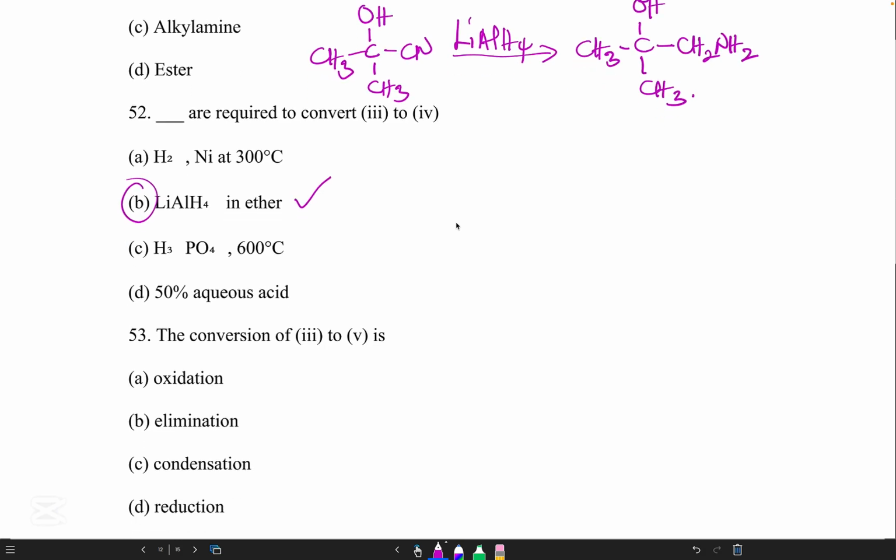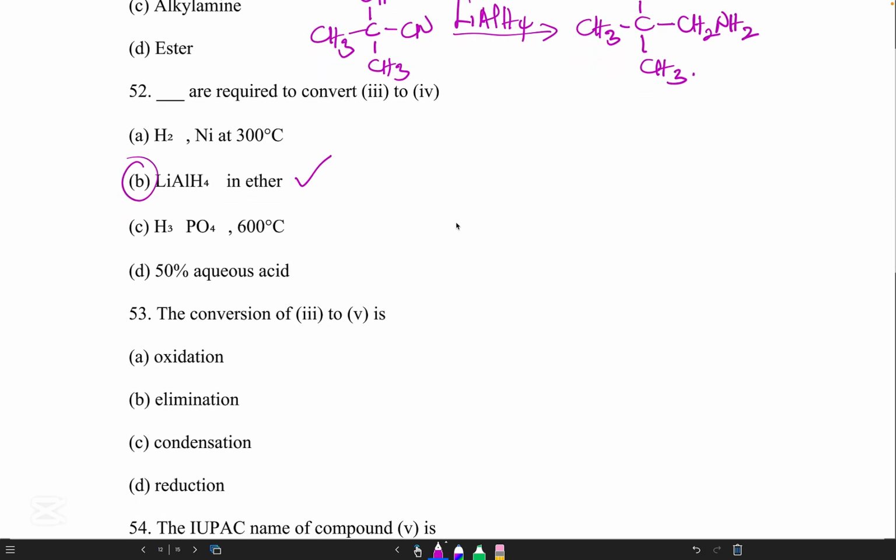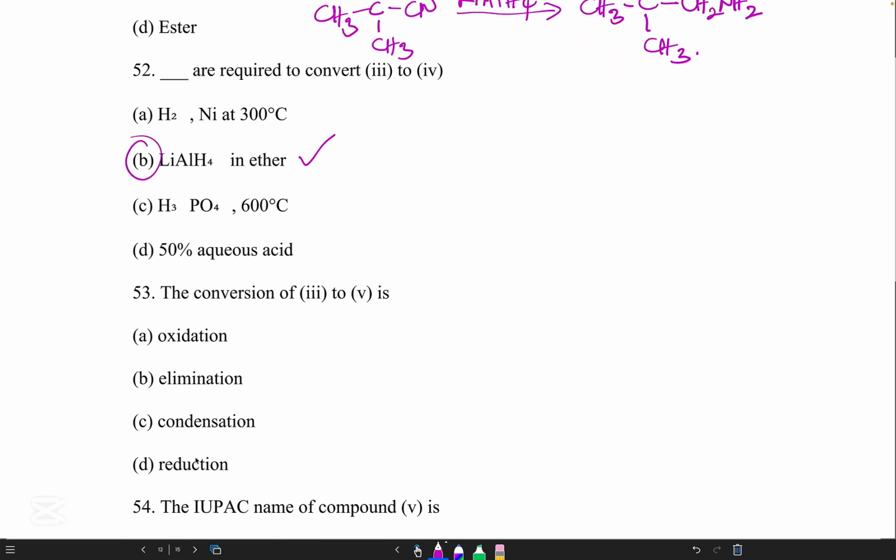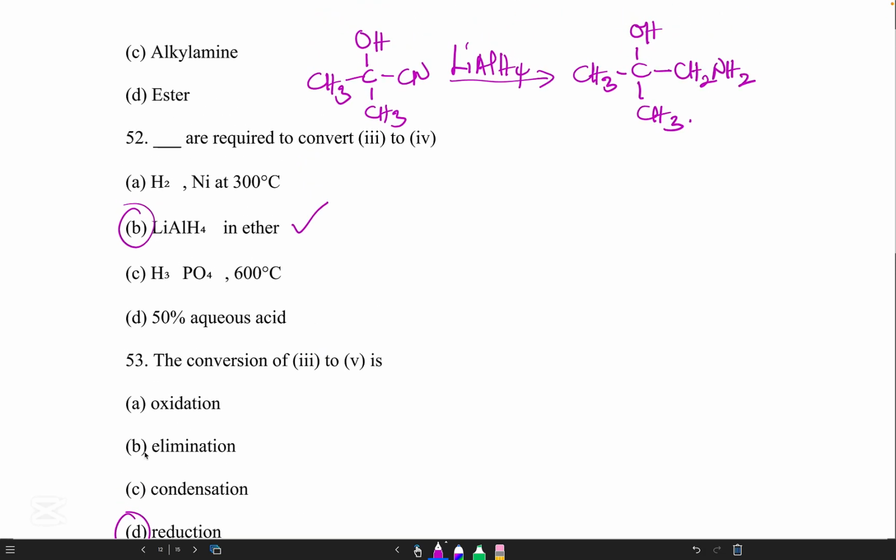The next one is the conversion of III to V. What is that? A reduction reaction. The cyano group was reduced to an amine. This group here is an amine. So the cyano group was reduced to what? An amine. I mean, these two groups, this one was reduced to this. Exactly. So that is that.